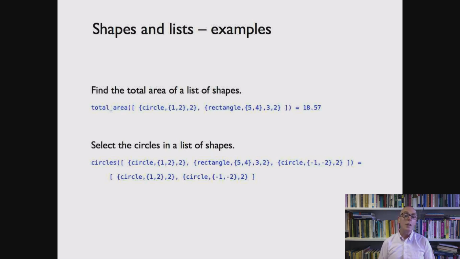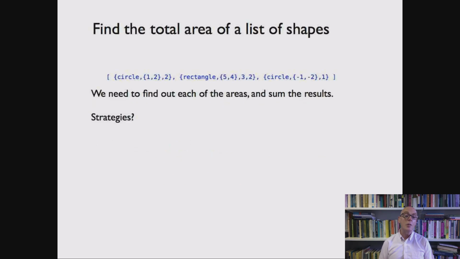Now, let's look at the first problem. Suppose we've got this list like this, a circle, a rectangle and a circle. What we have to do is find each of the areas and add them all together. So, the classic strategy for writing a function which processes a list is to use list recursion. We could write down our template and do a direct recursive definition of this total area function.